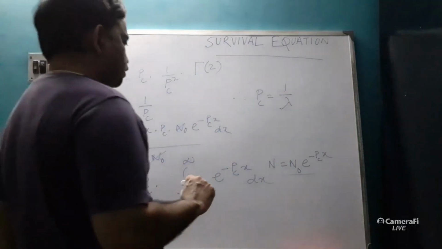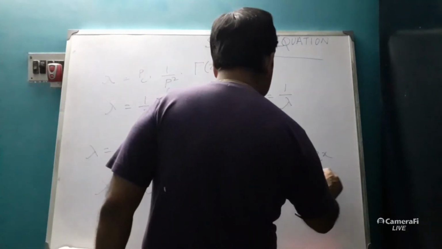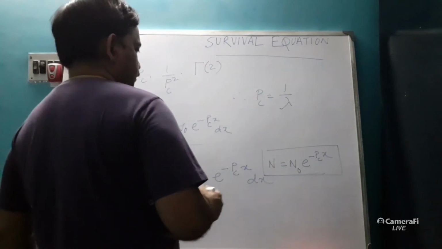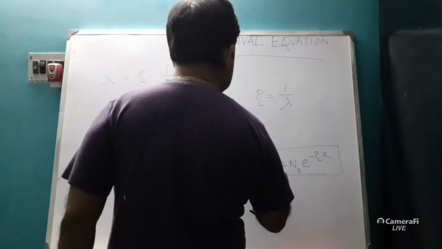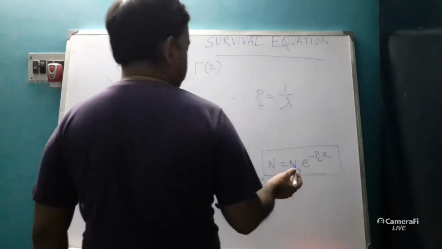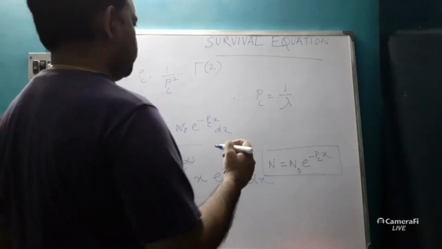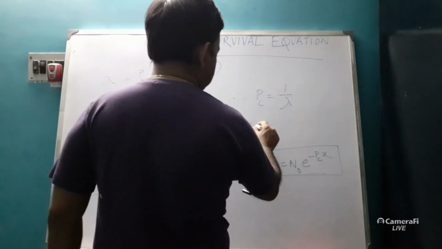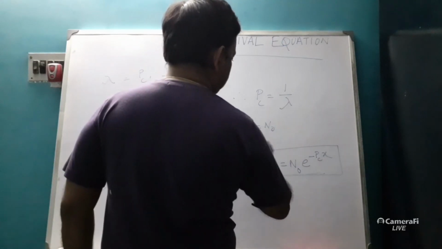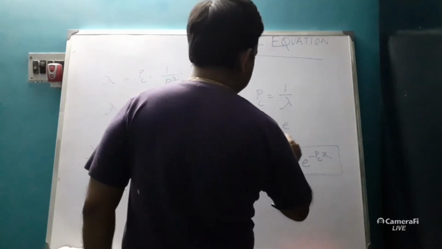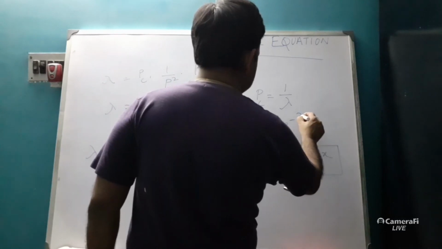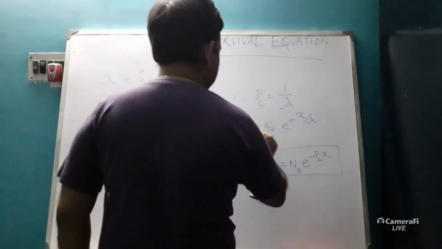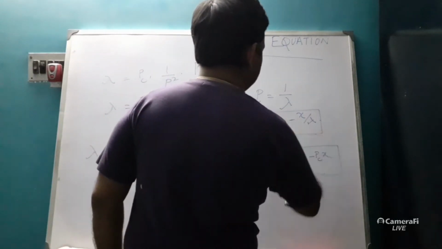And the equation so far we have used this one. If we use it over here, so our final survival equation from our definition of the survival equation, this n can be written as n equals to n0 e to the power minus x by lambda. So this is your modified survival equation.